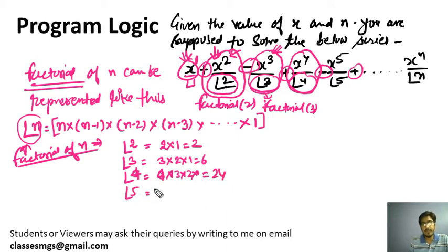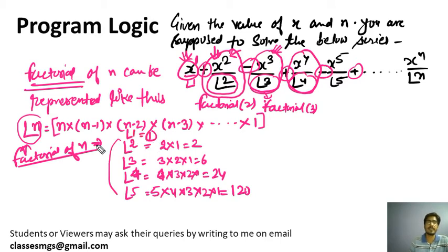Factorial 5 will be what? 5 into 4 into 3 into 2 into 1. So it will be 120. So this is how you will calculate the factorial. Factorial of 1 is always 1. Okay, so keep this in mind.